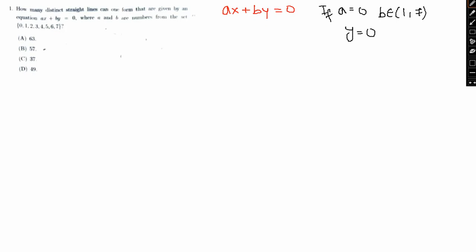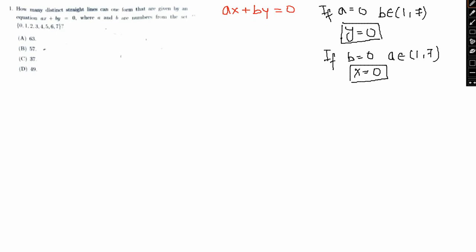And now similarly, if we take b equal to 0, the equation, for any value of a where a is an element of 1 to 7, will give x equal to 0. So these are the two defining things we have: if a is equal to 0, then y will be equal to 0, and if b is equal to 0, then x will be equal to 0.